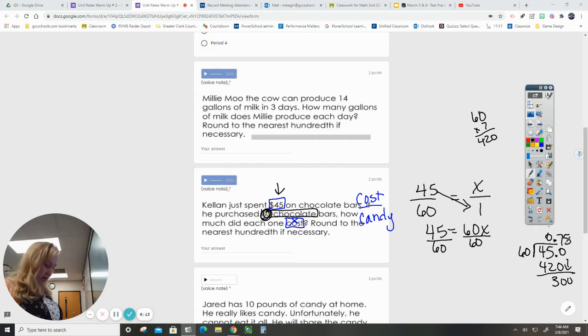So one candy bar will cost 75 cents. Good.